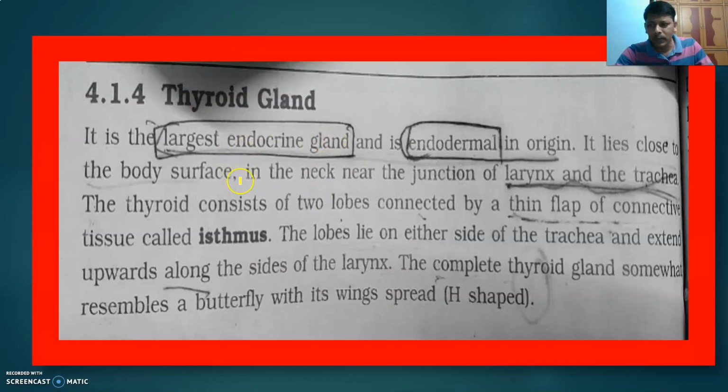This is about the thyroid gland, which is given in the state textbook. I will cover the next segment in the next part.